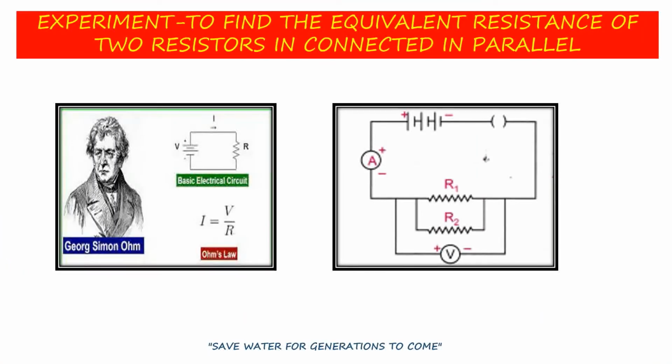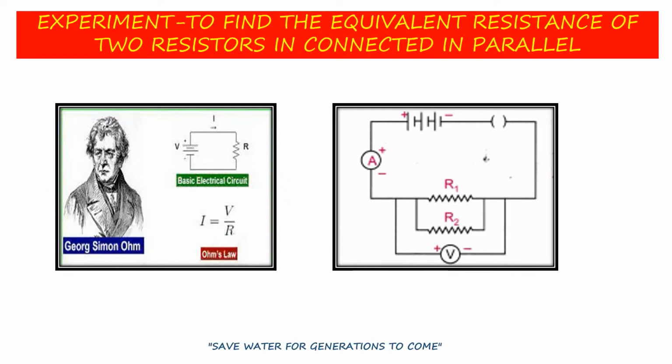Welcome to all of you once again in this session. So far, we have done two experiments in the term 2 electricity chapter. First, to verify Ohm's law, meaning the dependence of potential difference on current passing through a resistor, and to find the resistance. And second, we have done the experiment to find the equivalent resistance of two resistors when connected in series.